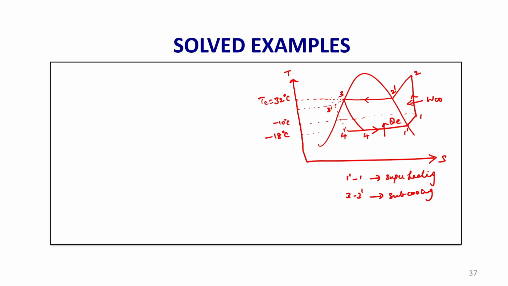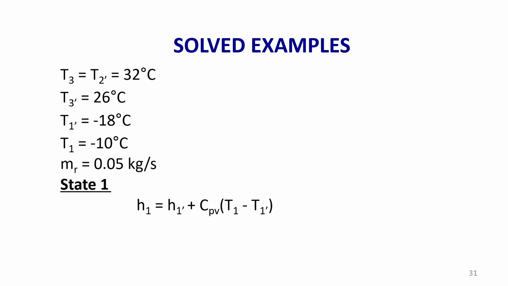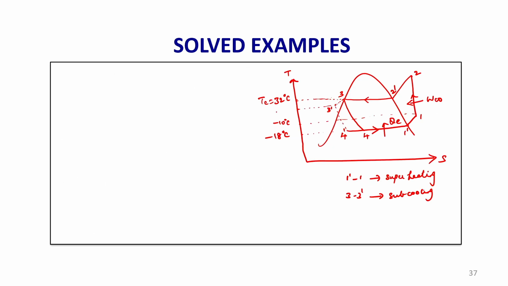And what is the degree of subcooling given in the problem? Let us take the same subcooling which was given for the problem which we solved today in lecture number 21. So, subcooling starts from 32 degrees centigrade to 26 degrees centigrade, that is delta T of subcooling is 6 degrees. So, this is 26.